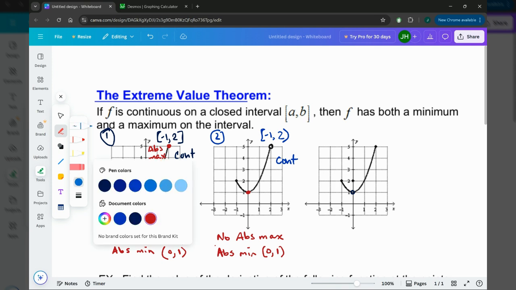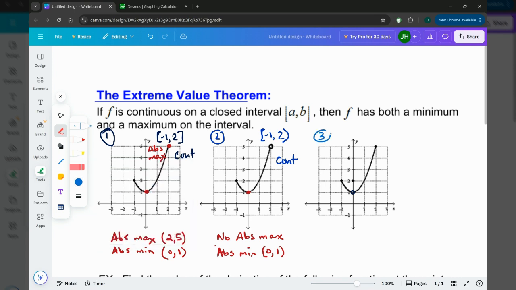Another graph here, graph number 3. This graph right here, we started at -1, we ended at 2. Well, everybody's going to say this is a closed interval. Yes, it's closed at the endpoints, but we have a discontinuity, so this is not continuous on that closed interval. You can see the open circle at 0.